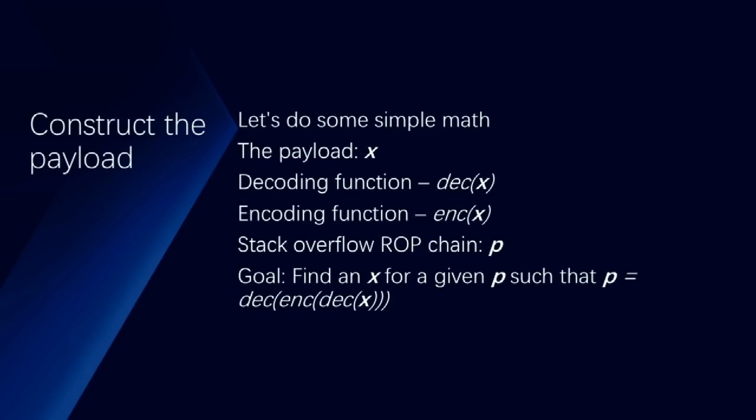Every time you want to solve a problem, you want to make an abstraction and turn it into a math problem. So we will do some simple math here. First, I will call the payload x, the decoding function decode(x), and the encoding function encode(x). Our final stack overflow content should be p. So our goal is to find an x for a given p, such that p equals decode(encode(decode(x))). This is exactly what we want. The first x goes through decoding, encoding, and decoding again, and it becomes our stack overflow content.